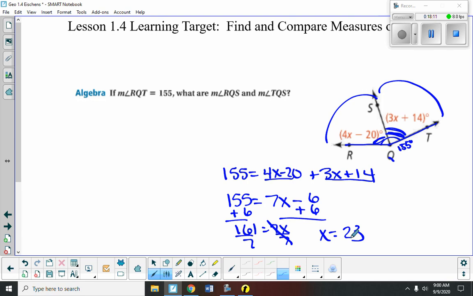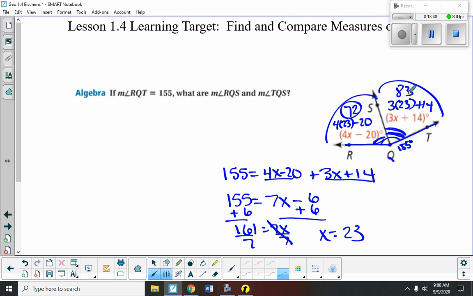And then we have to look at the question again. What are the measures of angle RQS and TQS? So what you would have to do then is substitute the value back in. So 4 times 23 minus 20, and 3 times 23 plus 14. 4 times 23 minus 20 should give you 72. And 3 times 23 plus 14 should give you 83.